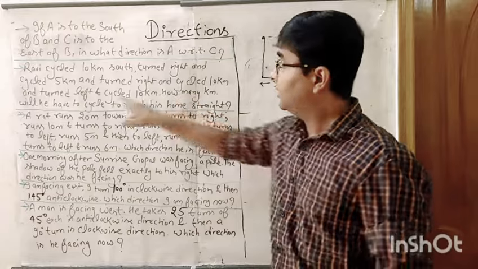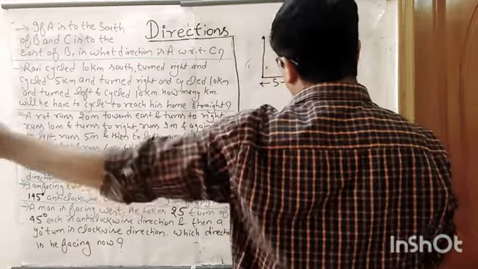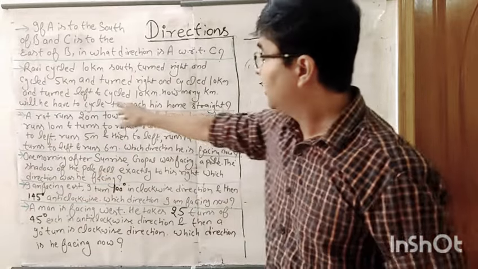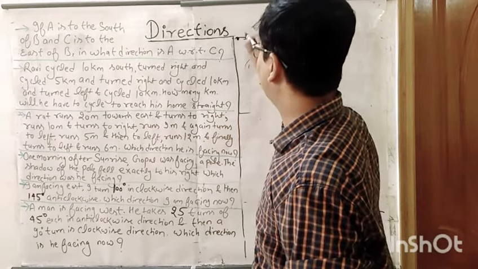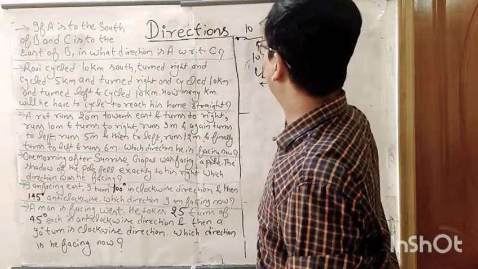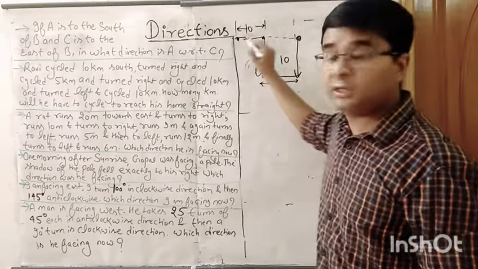Next thing is and turn left. From here, turn left. Facing north, turning left is your west again. Turn left. How much to cycle? Turn left and cycle 10 kilometers again. From here again 10 kilometers. Suppose he has come here. This is 10. This was also 10. And this is also your 10. So this is his final position. This was his initial position.